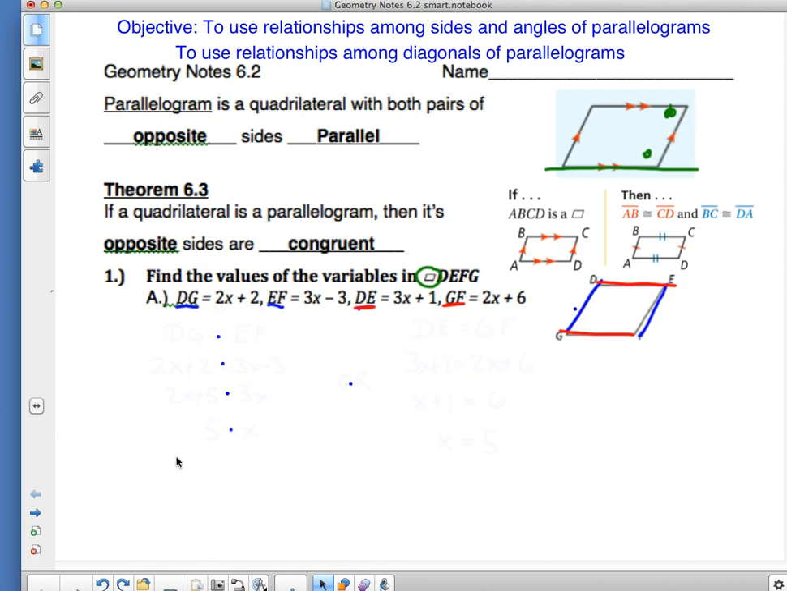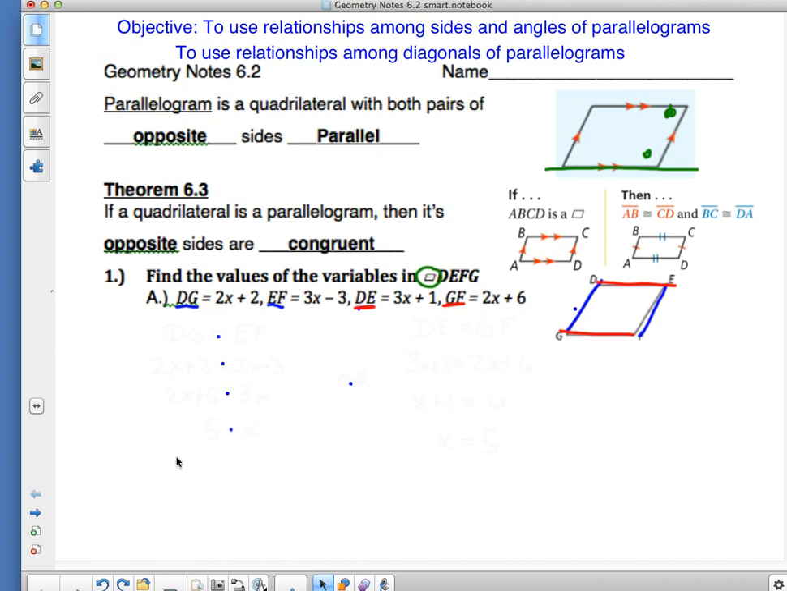Okay, so 6.2 properties. We're working with the definition of parallelogram. Opposite sides are parallel. That's the definition of parallelogram. Then we're going to look at opposite sides being congruent. Consecutive angles are supplementary. Opposite angles are congruent. Diagonals bisect each other. We just kind of went through that because we made a correction to our notes. And then we're going to talk about a transversal.